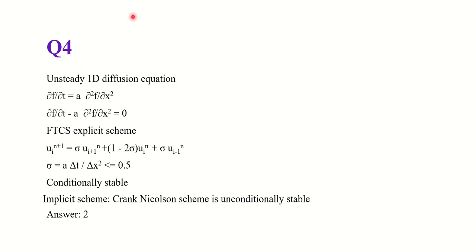The unsteady one-dimensional diffusion equation is given by ∂f/∂t = a ∂²f/∂x². When we take this into the left hand side, we get ∂f/∂t - a ∂²f/∂x² = 0. We are using forward time central space. FTCS is forward in time, central in space, explicit scheme. So how are we getting this? We can just put it over here.